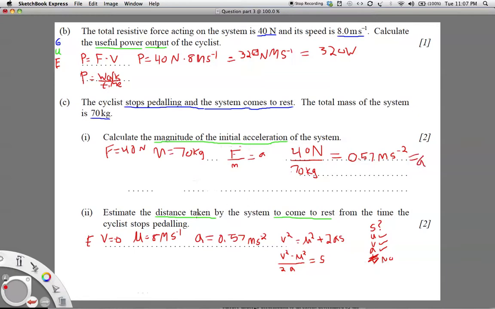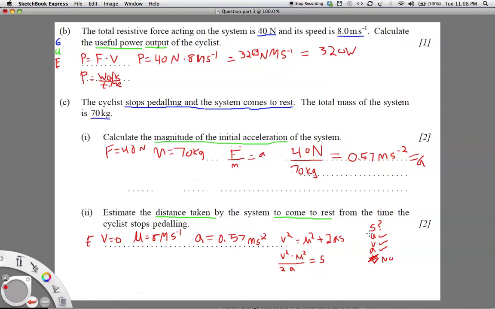Now, estimate the distance taken by the system to come to rest from the time the cyclist stops pedaling. I'm going to take some things that were given above. The system has to come to rest, so the final velocity is 0. My initial velocity is 8 meters per second, which I highlighted up there. My acceleration is 0.57 meters per second squared. I'm going to use this SUVAT checklist to figure out which equation I need. S, that's what I need, so that's in the equation.